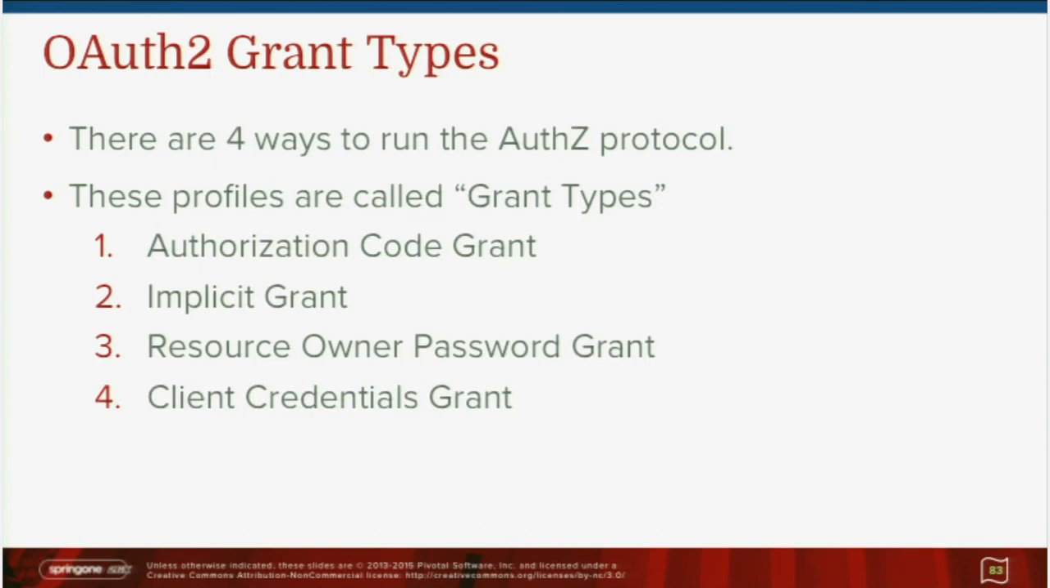It's confusing because of that flexibility, and that comes from these grant types. 4 ways to run the protocol. We used to call this a profile, but it's essentially 4 ways to run through the OAuth 2 profile. You can do an authorization code grant, an implicit grant, a resource owner password grant, or a client credentials grant.